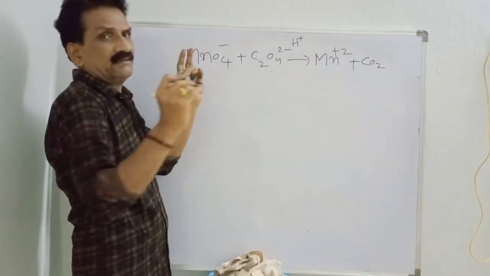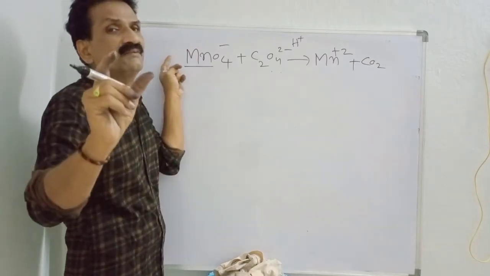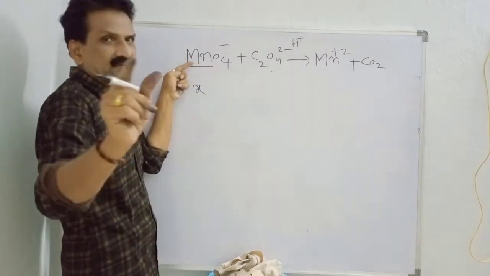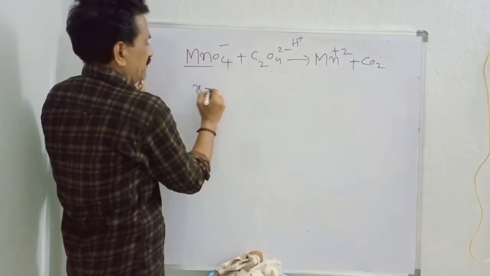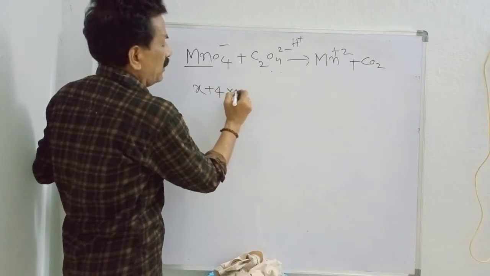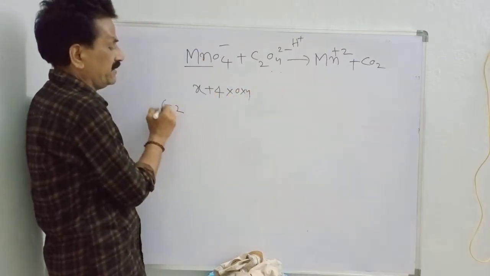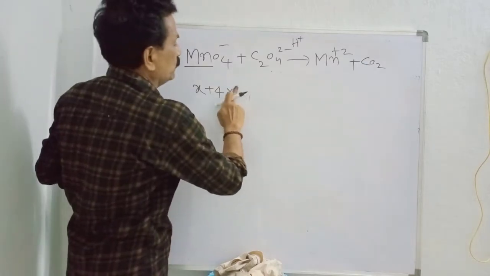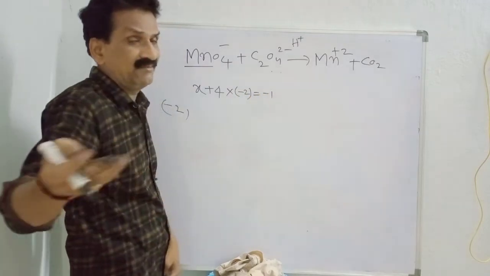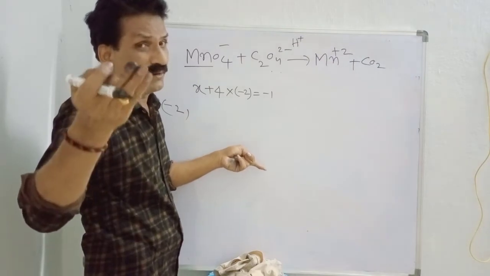Here, in this question type, first of all you have to calculate the oxidation state of manganese. Say manganese oxidation state is X, plus 4 into oxygen. How much is oxygen's oxidation state? Minus 2. So 4 into minus 2, equal to minus 1. Oxygen is always minus 2, peroxide minus 1, superoxide minus half.